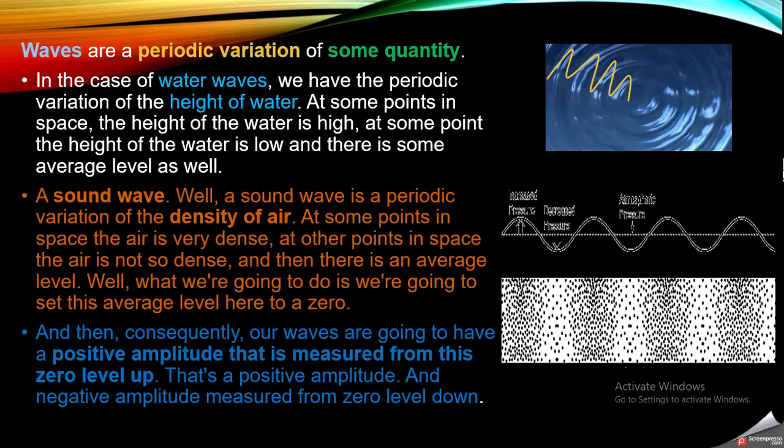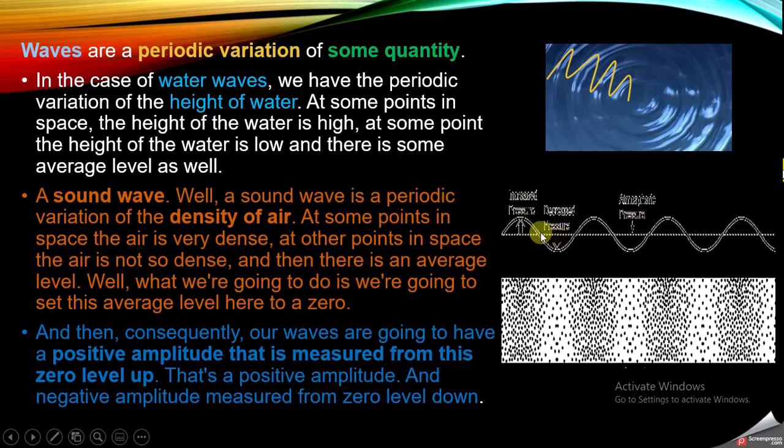Then there are sound waves. So what are sound waves? A sound wave is the periodic variation of the density of air, as you can see here on the left side. At some points the density of the air is high and at other points it is lower. And then there are some average points where the density is average. So if we draw it in this wave-like form, we see that at this point the density of air is high and at this point the density is low, and the average point is represented by this zero line.